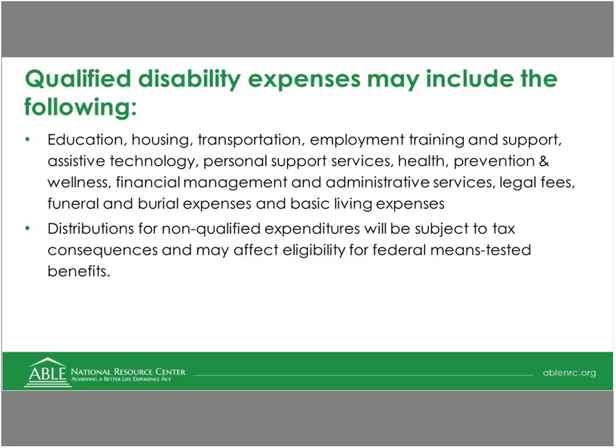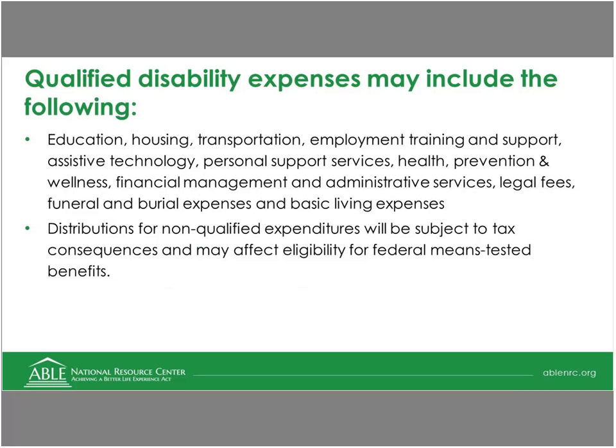To get a little more specific, Congress gave us different categories or buckets, as I call them, in terms of what these qualified disability expenses might fall under. They include education, housing, transportation, employment and training supports, assistive technology, personal supports and services, health, prevention and wellness, financial management and administrative services, legal fees, and even funeral and burial expenses, and again, even go so far as to include basic living expenses.